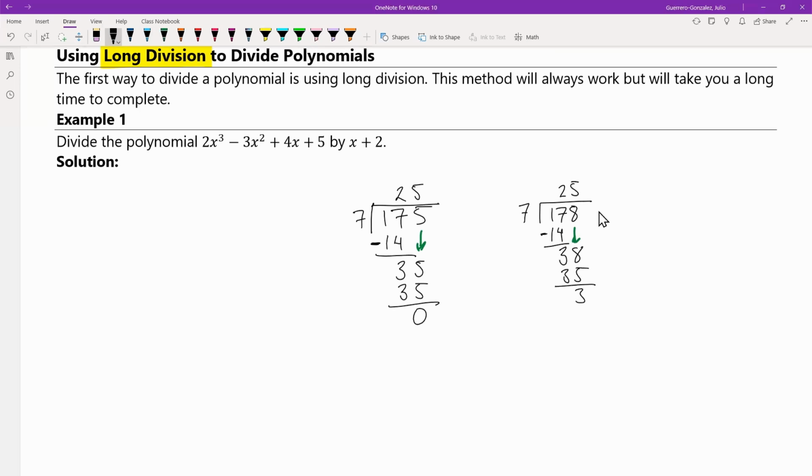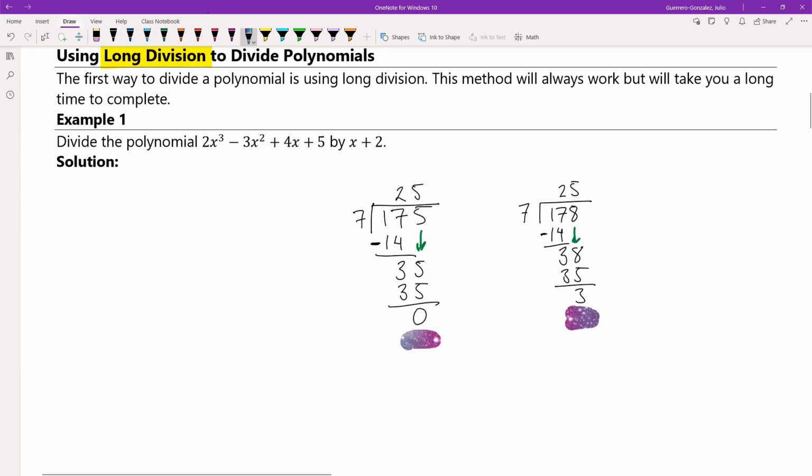35, 3. Okay, so I want you guys to notice something, right? In the first one that we did, the remainder was 0. Okay, and that's because 7 goes into 175 exactly 25 times, right? No remainder. And over here, we get left with a remainder of 3, right? This meant that it did not go in the entire 25 times, right? It went in 25 times and a little over. It went 3 over the 7, right?